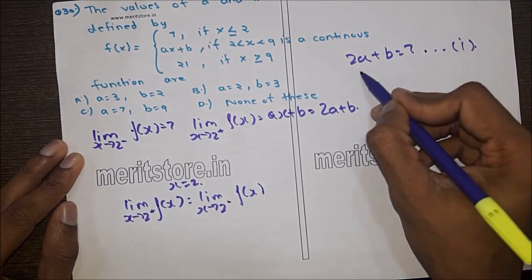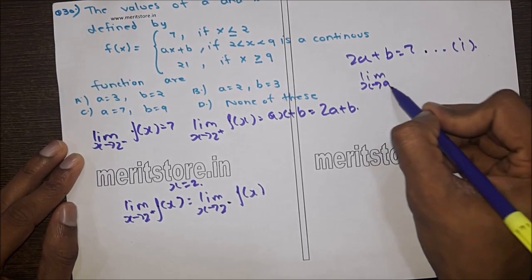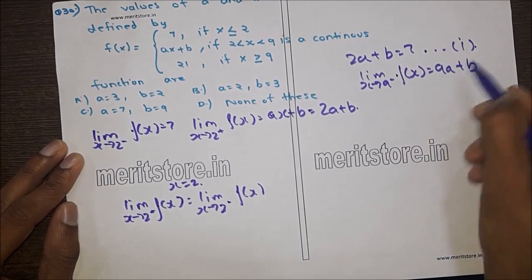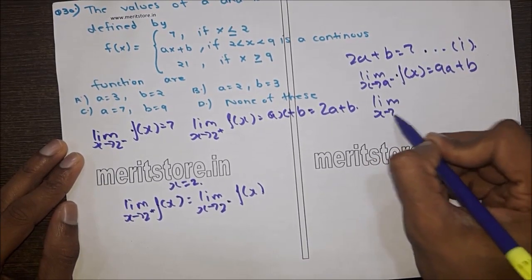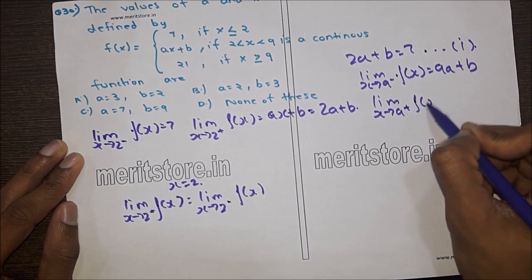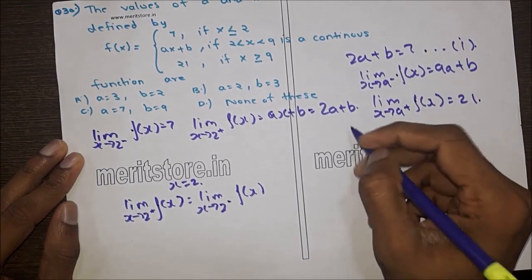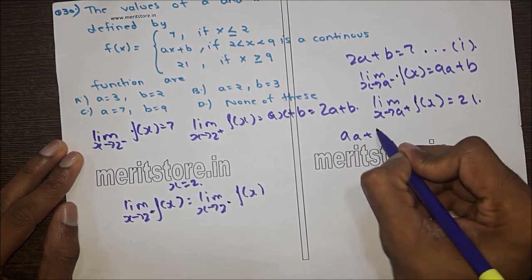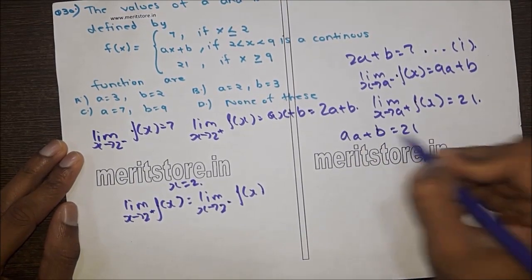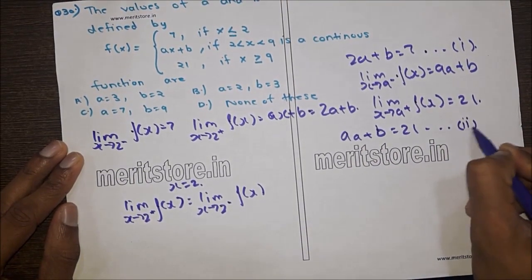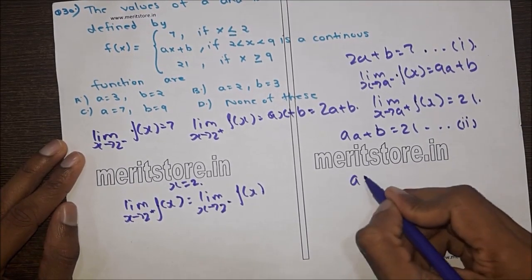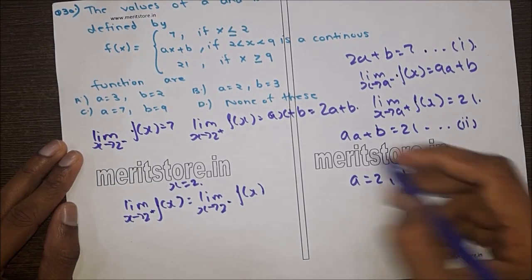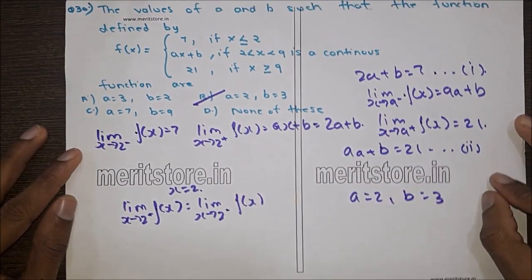Also limit x approaches 9 from the left hand side, for f x we get 9a plus b, and limit x approaches 9 from the right hand side, we get f of x equal to 21. So we see that both are equal to each other, so we get 9a plus b is equal to 21. Let this be equation 2. Solving 1 and 2, we get a equal to 2 and b equal to 3, which matches with option B. Therefore option B is the correct answer.